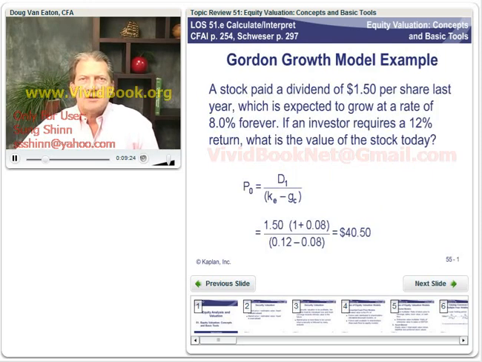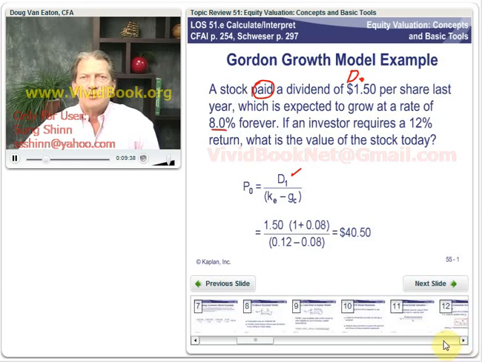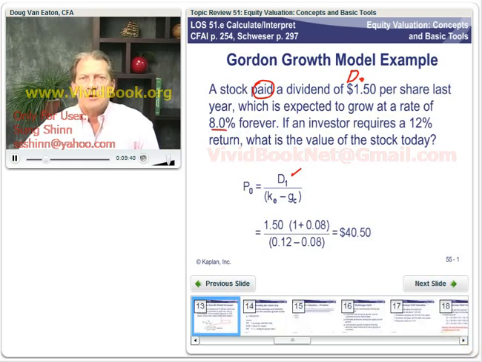So let's do a quick calculation here. Stock paid a dividend last year. That is D0. And what we need, remember, for our model is D1. The dividend's expected to grow at 8% forever. If an investor requires a 12% return, then we just take D1 here, we've grown D0 at 8%, and then divide it by our required rate of return minus our assumed constant growth rate, and come up with a valuation of $40.50.